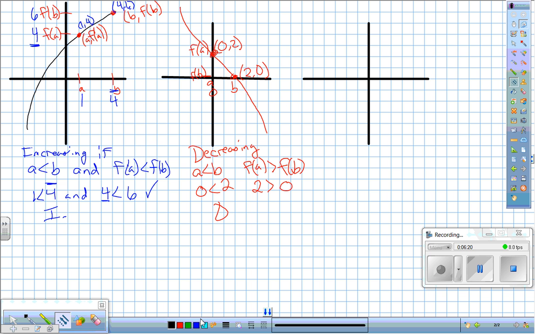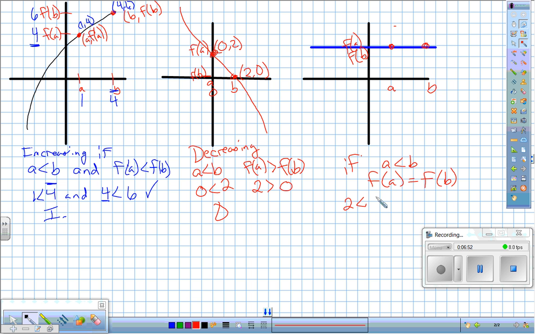If it's constant, I imagine you can figure out what it would be. It will basically say: if A is less than B and f of A equals f of B. Okay, this could be my A and my B. So this is f of A and f of B because they're the same y values. So in this case, I would have 2 is less than 5 and 3 is equal to 3.